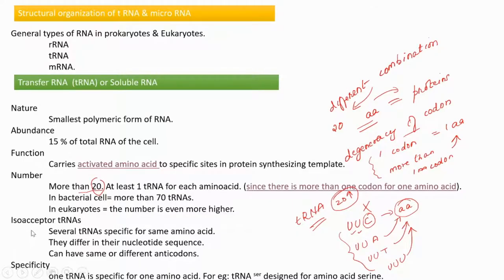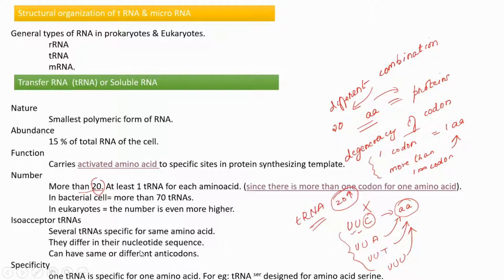Then we are going to see what is isoacceptor tRNA. I explained what is this isoaccepting nature of tRNA. Several tRNAs are specific for the same amino acid. They differ in their nucleotide sequence. These different tRNAs differ in their nucleotide sequence.